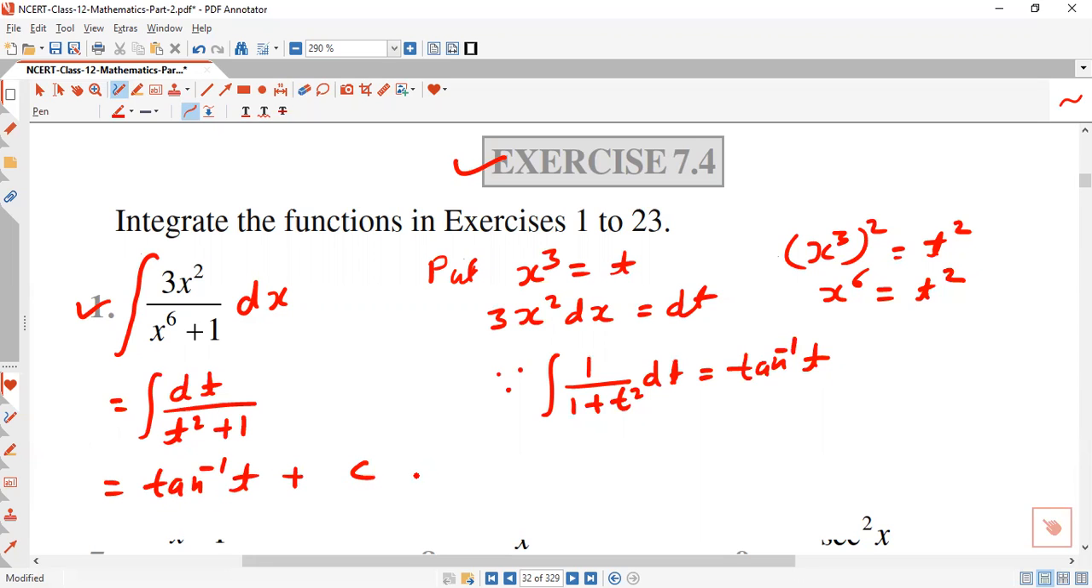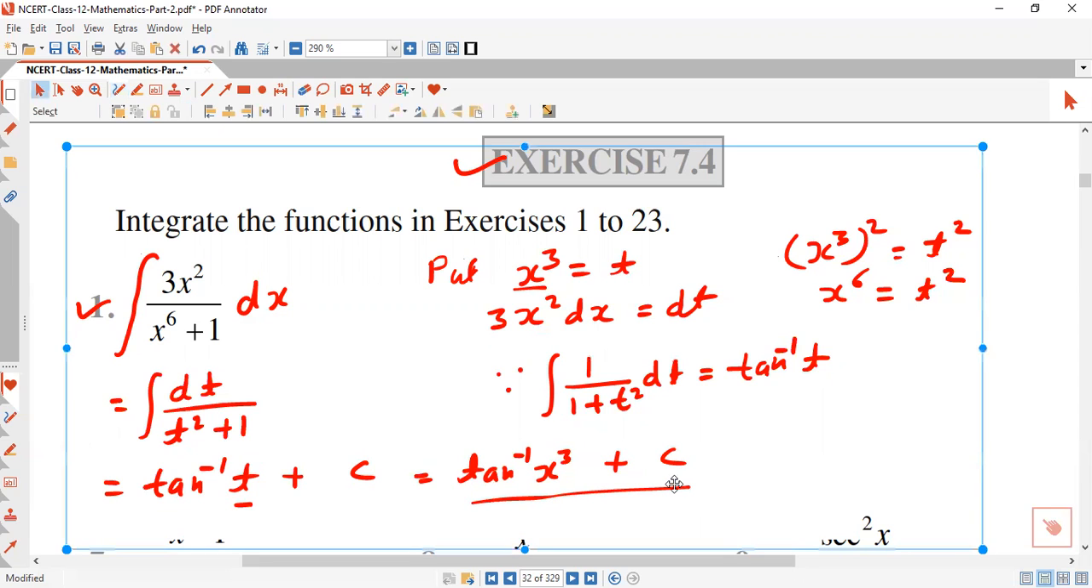Now put the value of t. What is the value of t? Here the value of t is x cube. That's the answer: tan inverse x cube plus some constant c. This is the answer of this question. Easy question. A starting question is always easy.